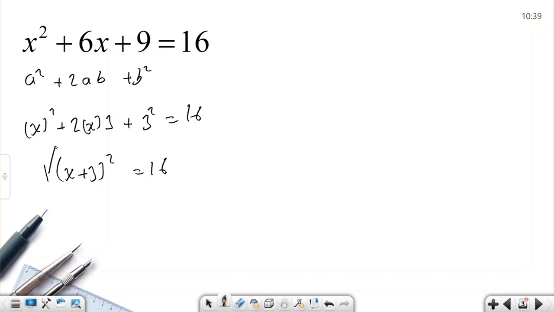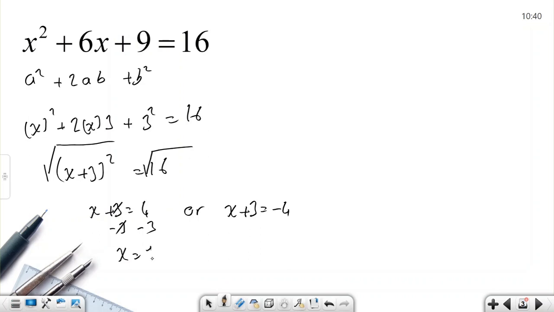Here, be careful, when you use the square root of it, x plus 3, because it's under the square, so x plus 3 is equal to 4, or x plus 3 is equal to negative 4. To find the value of x, you need to subtract that 3 from both sides. Plus 3 minus 3 will be 0, only x, and 4 minus 3 is 1. Or, same idea, you will take away this 3 from both sides.